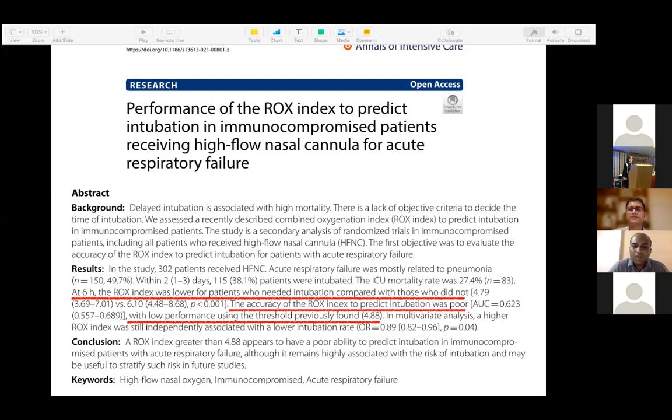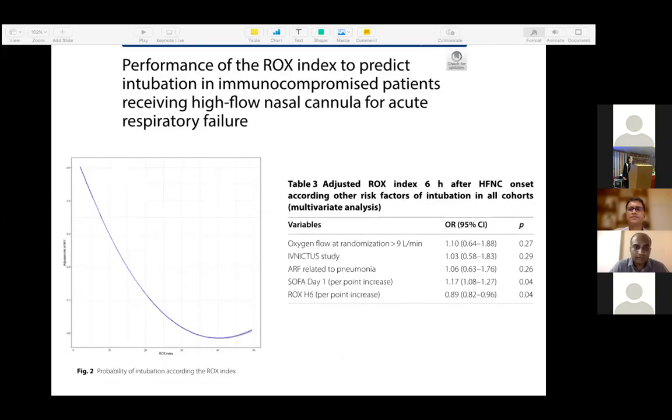What we are doing, we are usually looking at the saturation, that is SpO2. We are looking at the FiO2 and the respiratory rate of the patient. Different studies have shown different cutoffs. But at least if I take one of them, if the ROX index is less than 4.88 after 6 hours, it probably indicates a high chance of HFNC failure, and those patients may need eventual intubation.